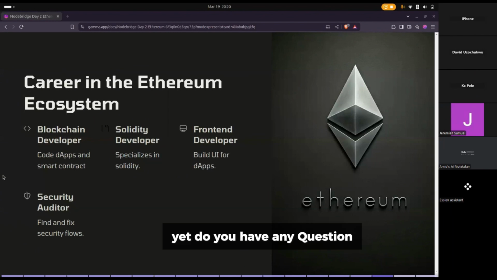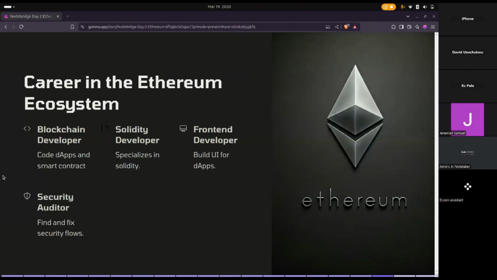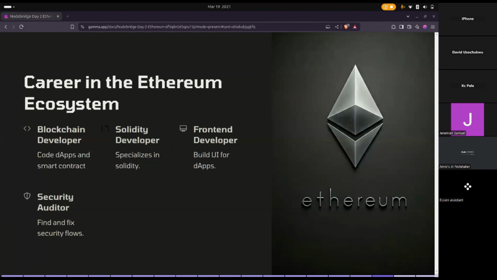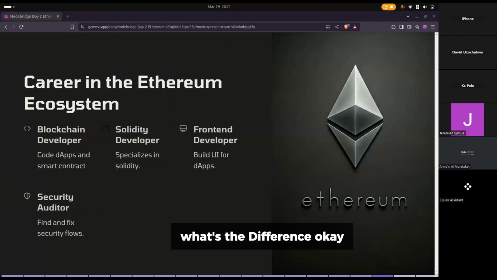Do you have any questions? Feel free to ask. My question is, what is the difference between a blockchain developer and a Solidity developer?